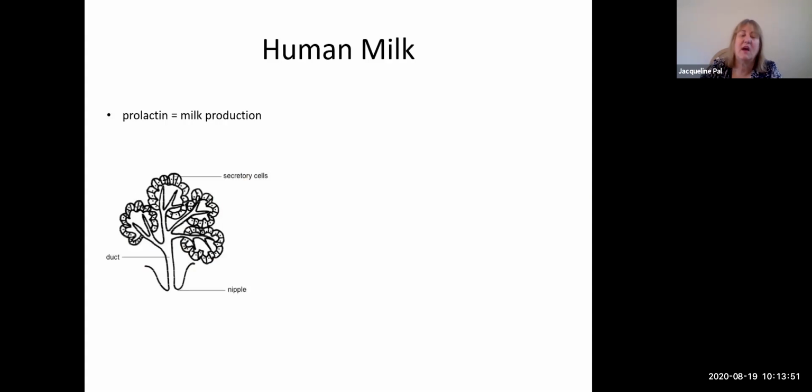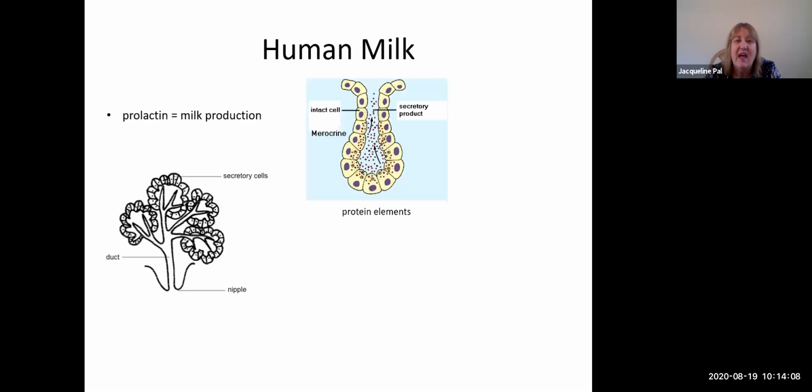So let's talk about human milk. The production of it is regulated by prolactin coming from the adenohypophysis. So P, prolactin, P, production, okay? And when it comes time to be released, the different components are released by different types of secretions.